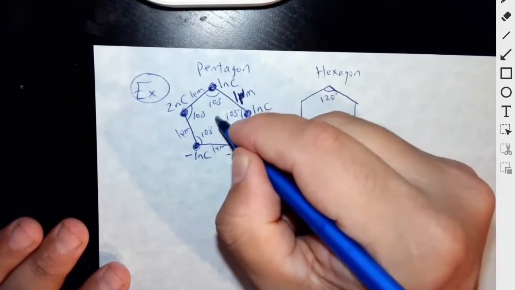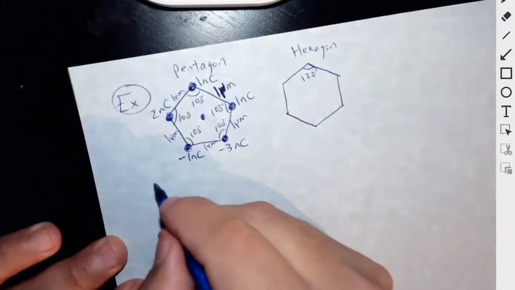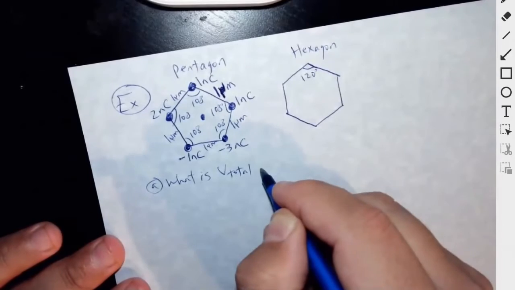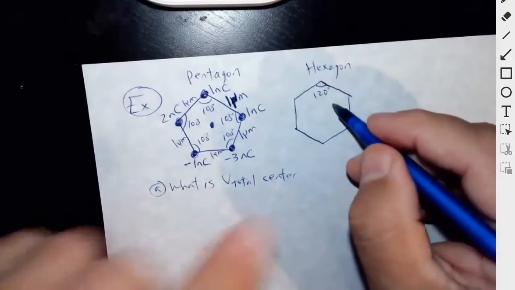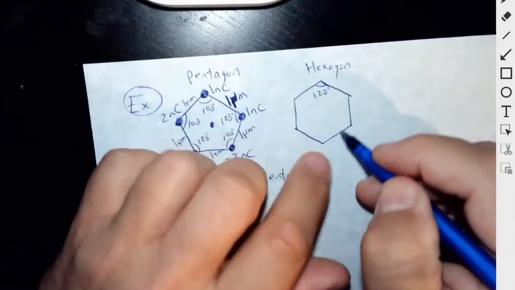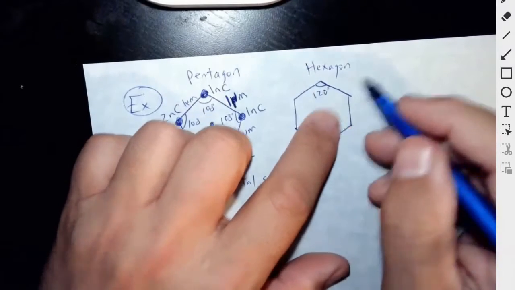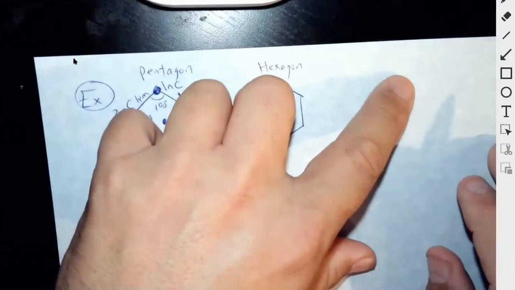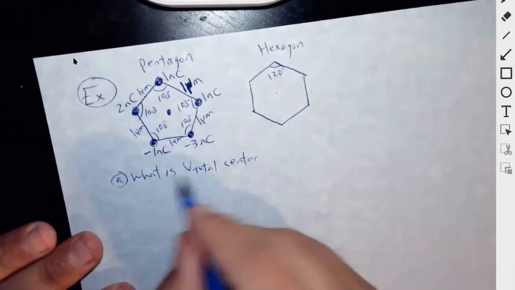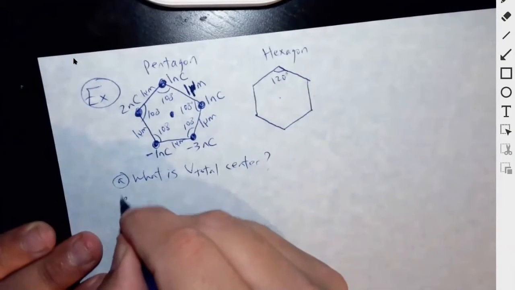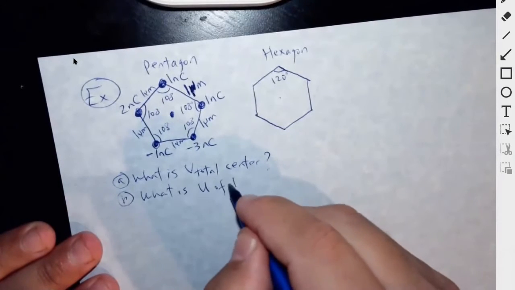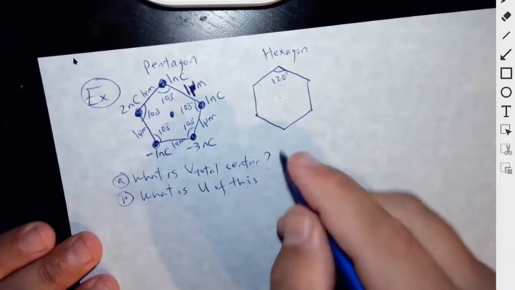So we could say, what's the voltage in the center? What is V total in the center? So we could do the same thing with the hexagon. Do it with 6 charges and give the distances of the legs. You could keep going to octagon, nonagon, decagon, right? So you could say, what is the voltage at the center? And what is the potential energy of this molecule?